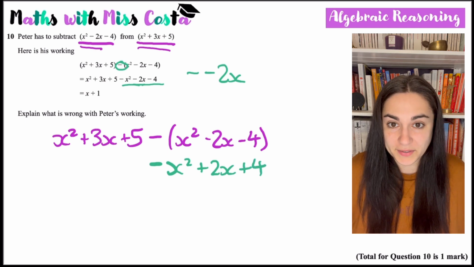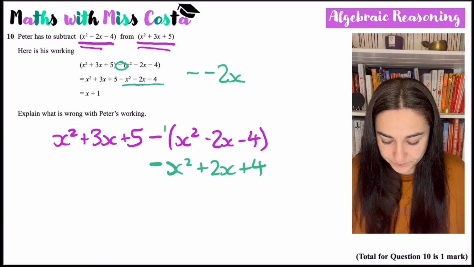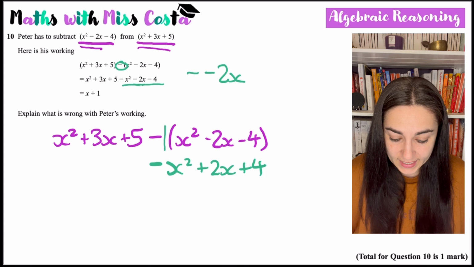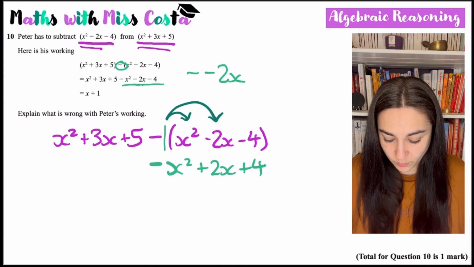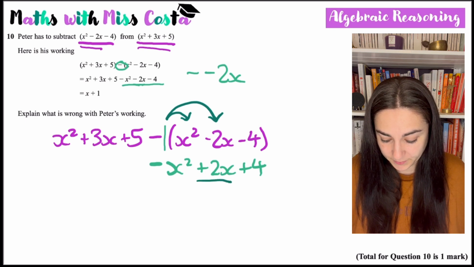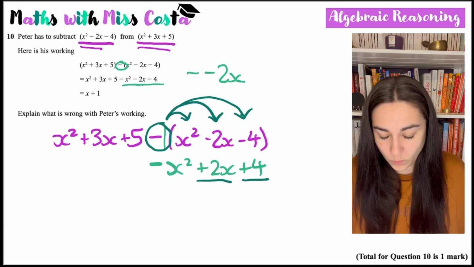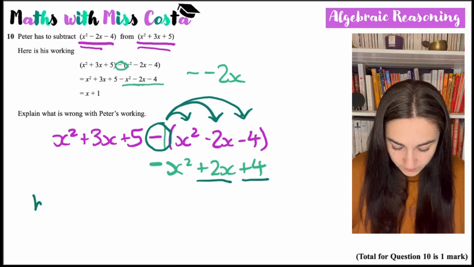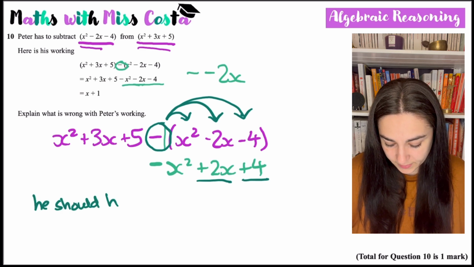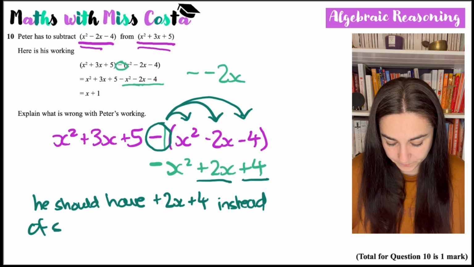Now, if this is a little bit confusing for you, then when you're subtracting a whole expression, just put a negative 1 in front of your bracket, and then just expand the brackets. Negative 1 times by x squared gives you negative x squared. Negative 1 times by negative 2x would be plus 2x. And negative 1 times by negative 4 is positive 4. Remember that the sign always belongs to the term after it. So what has Peter done wrong? He should have added 2x plus 4 instead of subtracting.